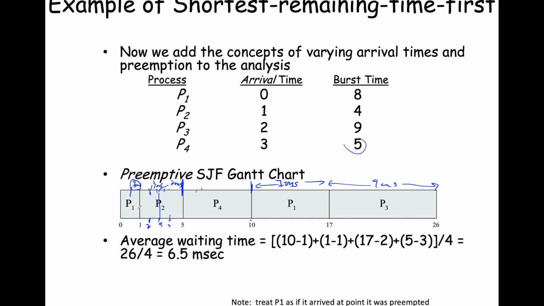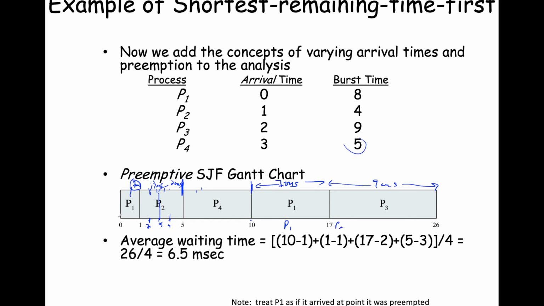So if we look at the average wait time, we'll do this for each one of our processes, P1, P2, P3, and P4. So in the beginning, P1 waits for 0 time, and then it waits until time 10. So we say this time 10, we're going to subtract 1 because it didn't wait for this 1 millisecond. So we say P1 waited for 10 minus 1 milliseconds. We have P2.